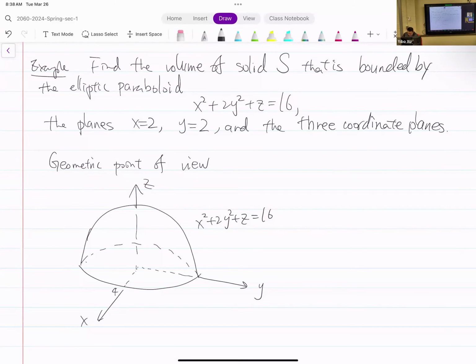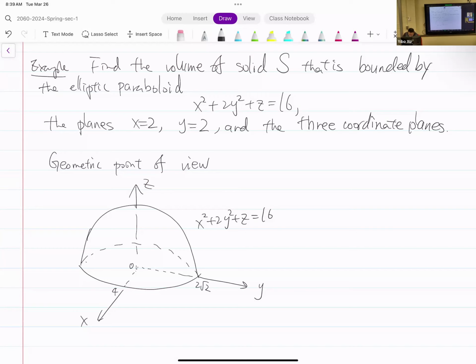Okay. So if you fix x and z to be 0, you will get what? You get a 2 square root 2 right here. Then that's your equation. Right. But now we have a plane that's vertical, so x equal to 2. So that, and y equal to 2, that also goes into this solid, right?